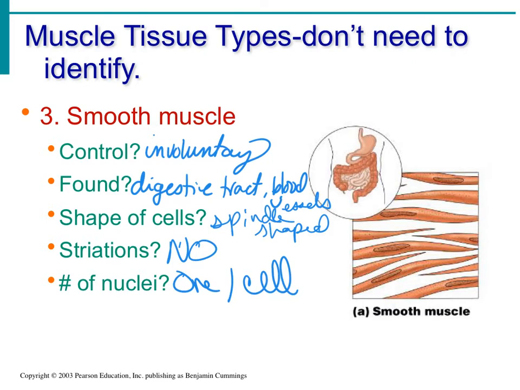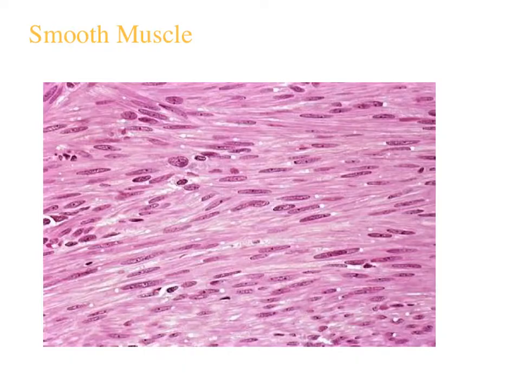So smooth muscle, and here it is under the microscope. Again, you don't need to identify it visually, but you can see the difference. There's no striping, none of those striations. And you can see the nuclei spread out, and that the nuclei themselves are in that spindle, that long and thin shape.